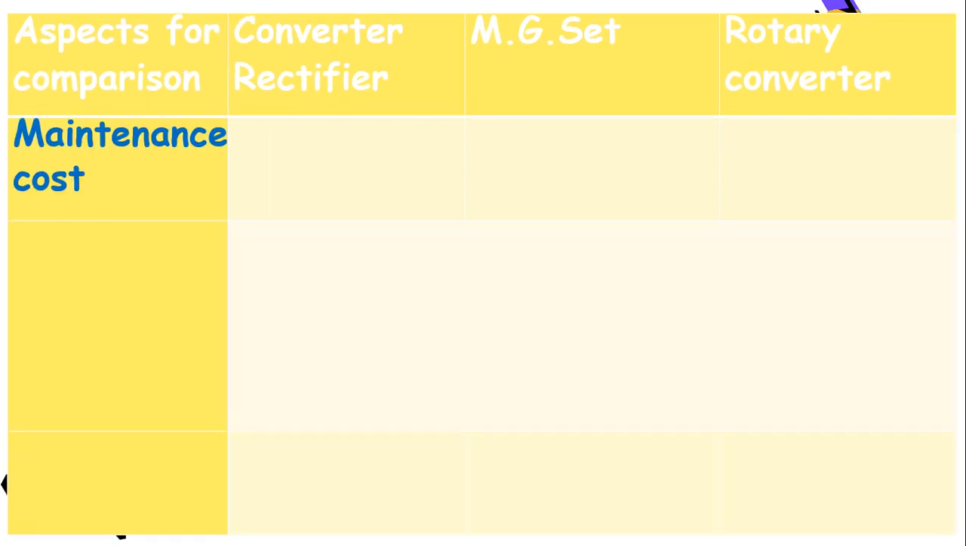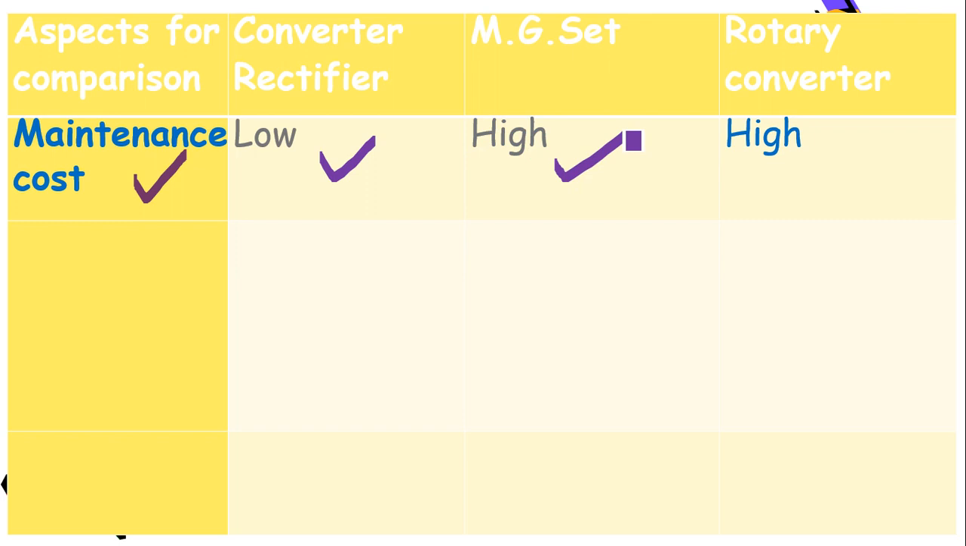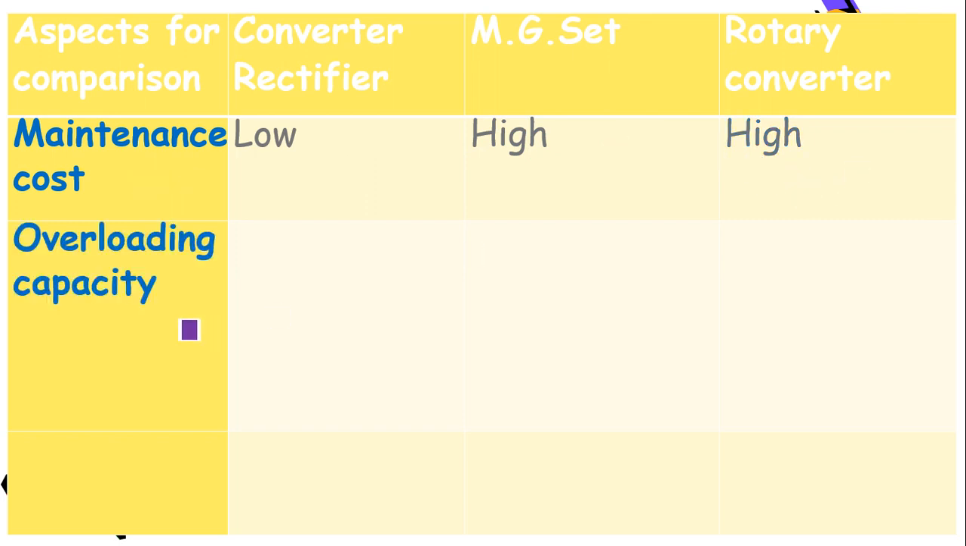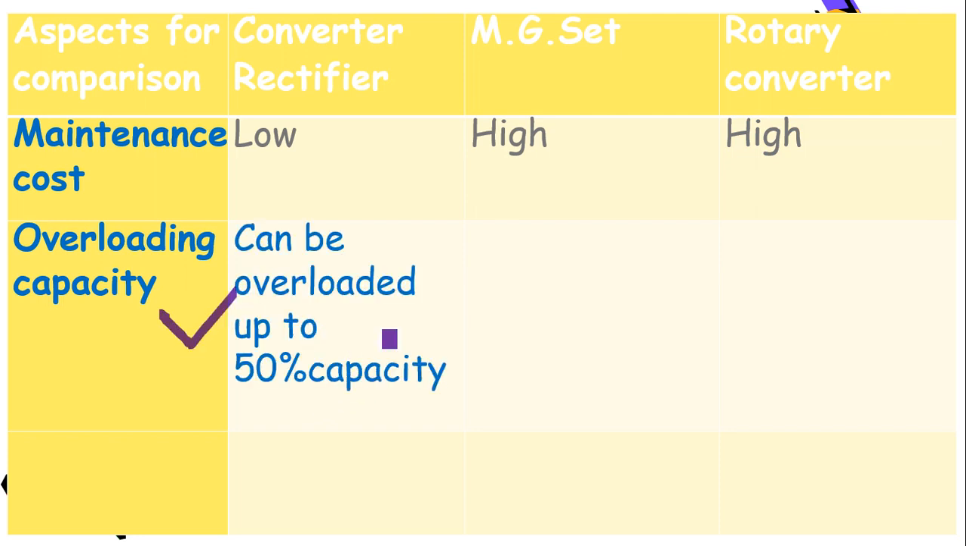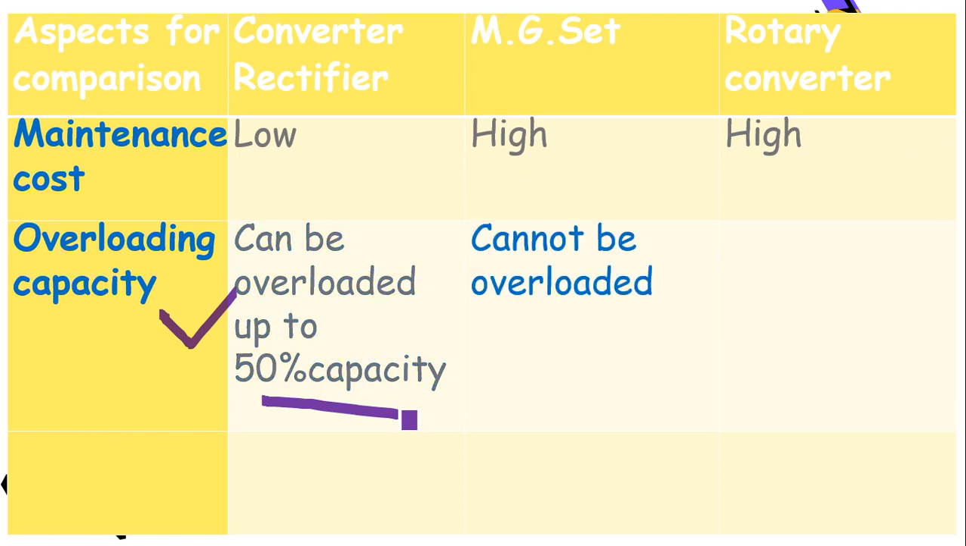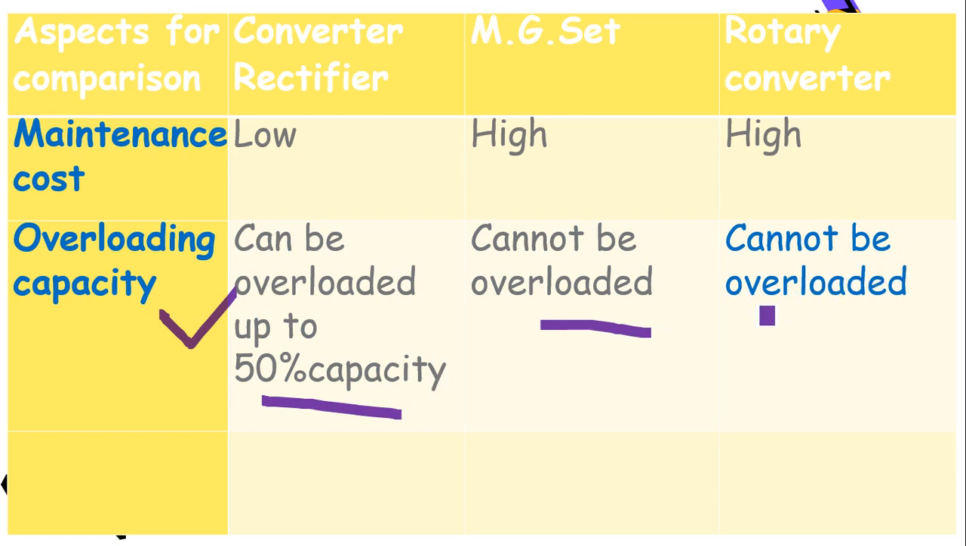Next point of concern is maintenance cost. Once installed, how much will it cost? The rectifier will have lesser cost of maintenance, and the MG set has two rotating machines, so it has a high cost, and the rotary converter also will have high cost. And the overloading capacity. The converter rectifier has a capacity of overloading up to 50%, and the MG set cannot be overloaded, and the rotary converter also cannot be overloaded.